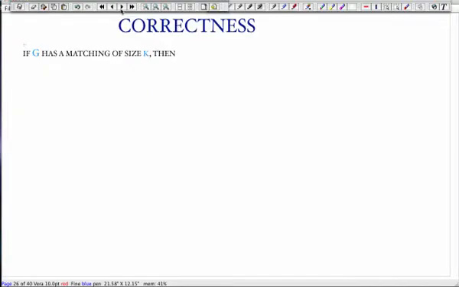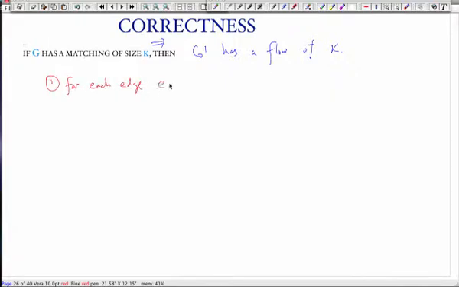Okay? So how do we do the first direction? If G has a matching of size k, then G prime has a flow of size k. How can we show this? Right, so it has a matching M of size k. So for each edge in that matching, set the flow of that edge to be 1 in G prime.